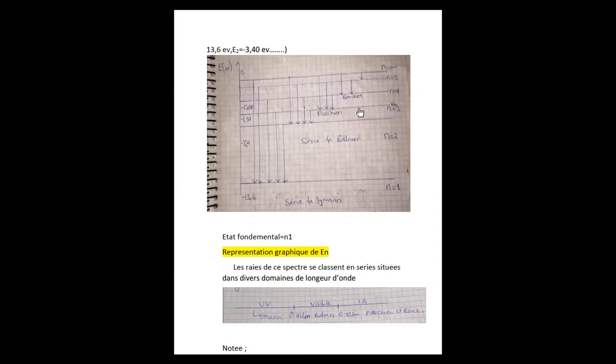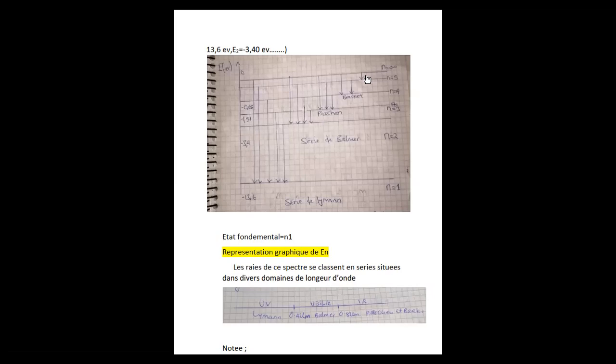Then the series of Brackett, I know my N is equal to four. Then you go on. This is the series of Pfund, P-F-U-N-D, and you go on. But this is where we are limited. Mostly they end at the series of Pfund. So they will tell you that this electron was excited from the series of Lyman.